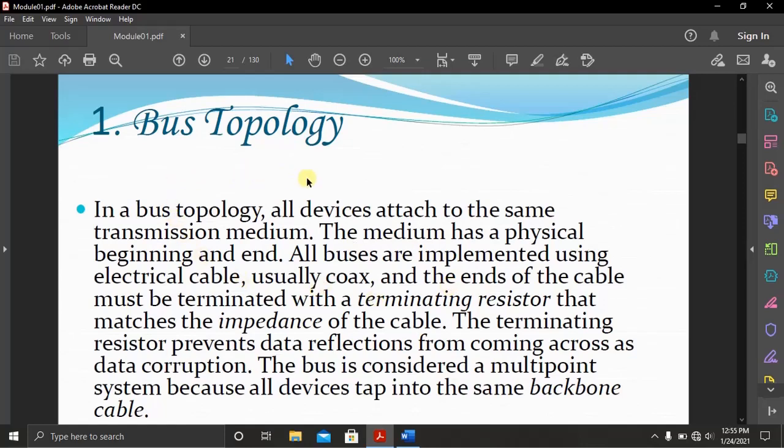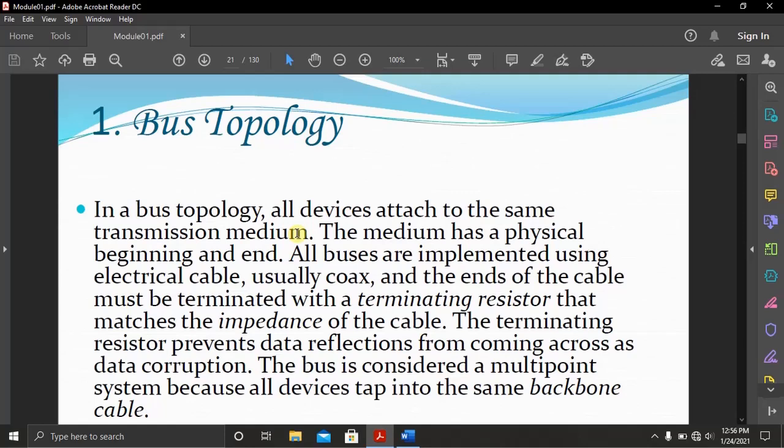Bus topology. In a bus topology, all devices are attached to the same transmission medium. So we are saying that all devices within this topology are connected to one transmission medium. The medium has a physical beginning and end. For example, a LAN cable or a transmission cable has a beginning and an end of the communication.